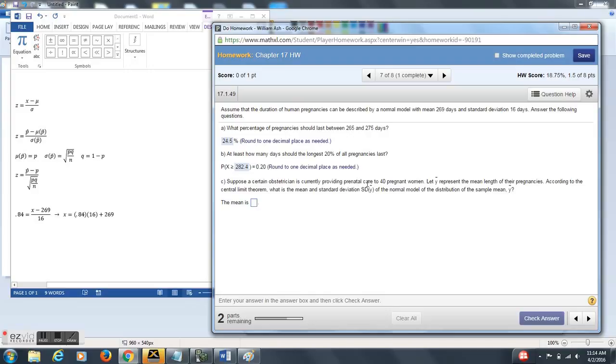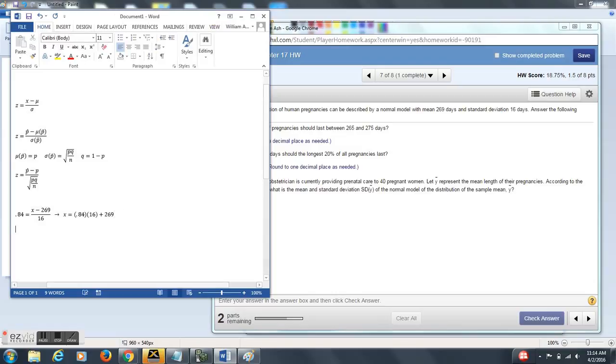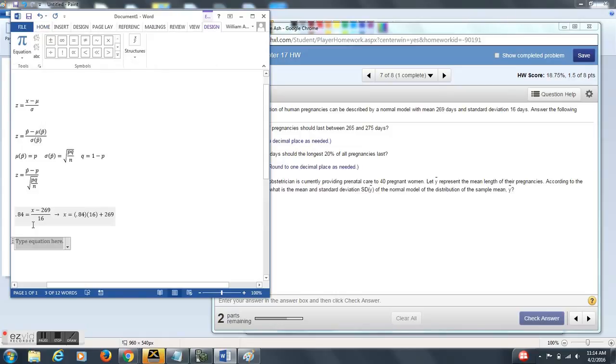All right. Suppose that a certain obstetrician is planning to take care of 40 pregnant women. According to the central limit theorem, for this one it's just like this, right? But now, instead of sample proportions, we have sample means. So we would have y bar minus mu of y bar, divided by, okay, I'm going to use sigma because I don't think the other notation will work right.